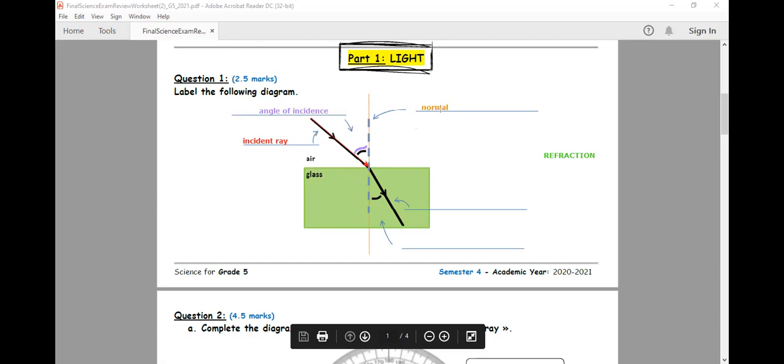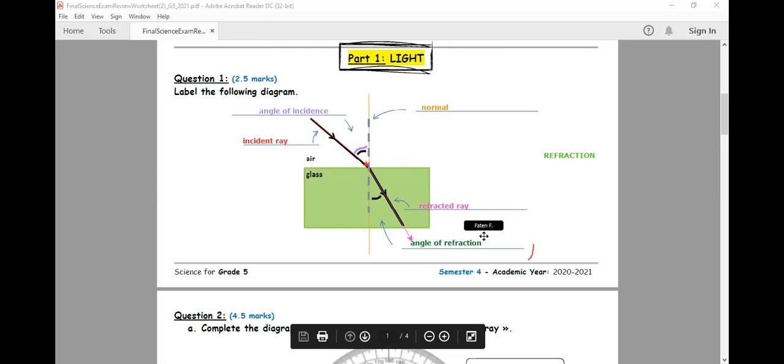So which light ray is this? The refracted ray. That's right. And the angle between the refracted ray and the normal is called the angle of refraction. Angle of refraction.